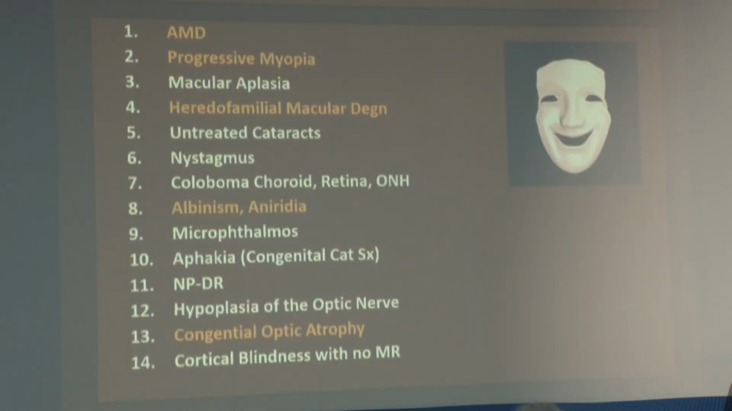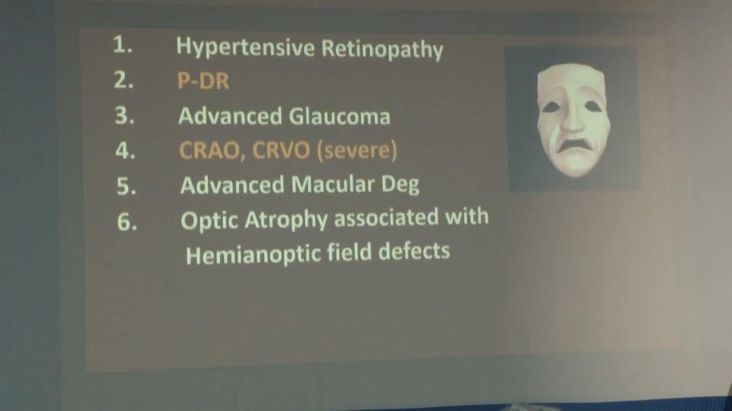There are certain diseases which can be treated with low vision aids, and certain diseases which cannot. Common ones that we see in our OPDs are usually AMDs, myopias, albinism, aniridia, and optic atrophies. The diseases which cannot be treated with low vision aids are mainly hypertensive retinopathies, diabetic retinopathies, CRAOs, CRVOs, and advanced glaucomas, where the retina itself is damaged in toto.